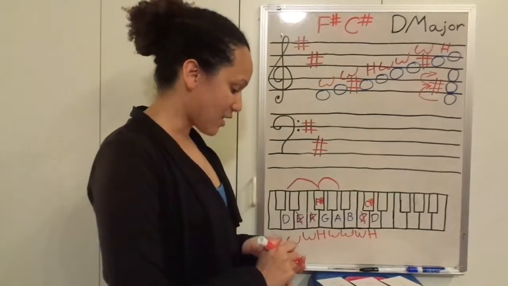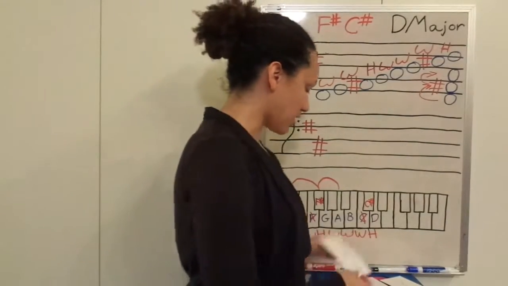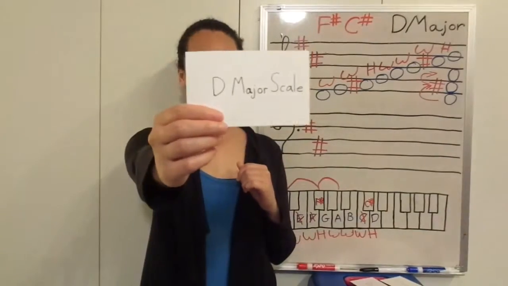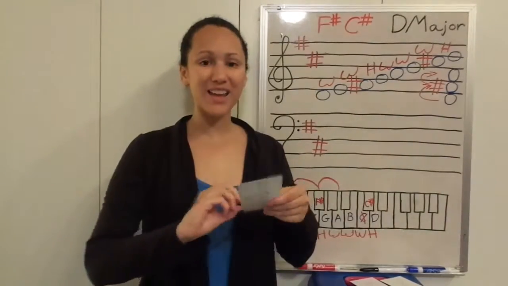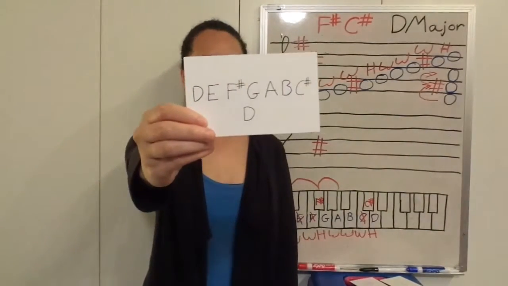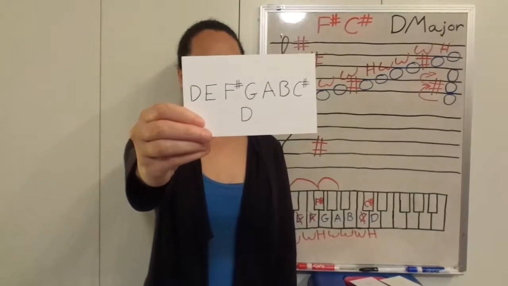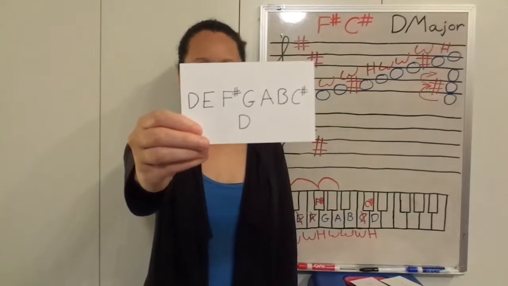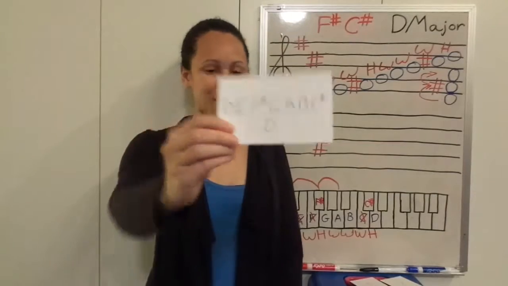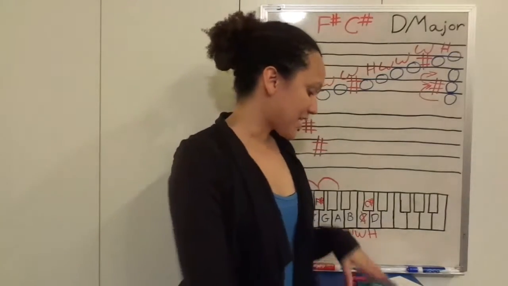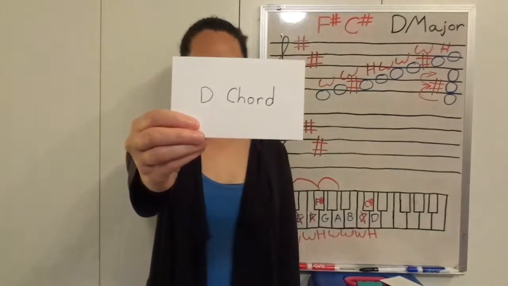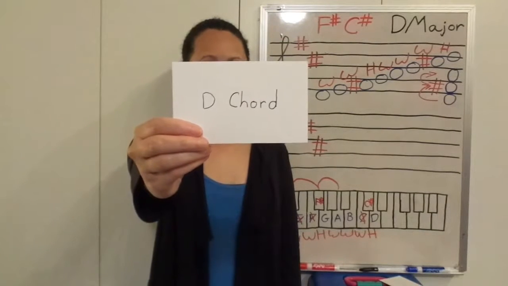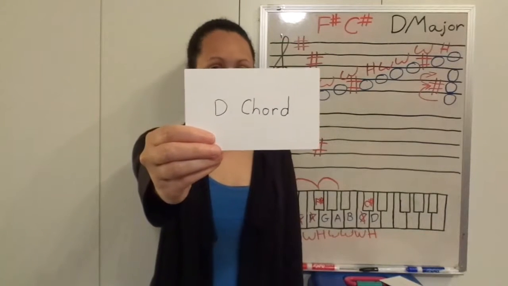Okay, go ahead and take out your flashcards on D major scale. Go ahead and write out the D major scale, D, E, F sharp, G, A, B, C sharp, and then if you want to put D again to top it off. And then your D chord or D major chord. If you say D chord, most people will think major, so that's valid.